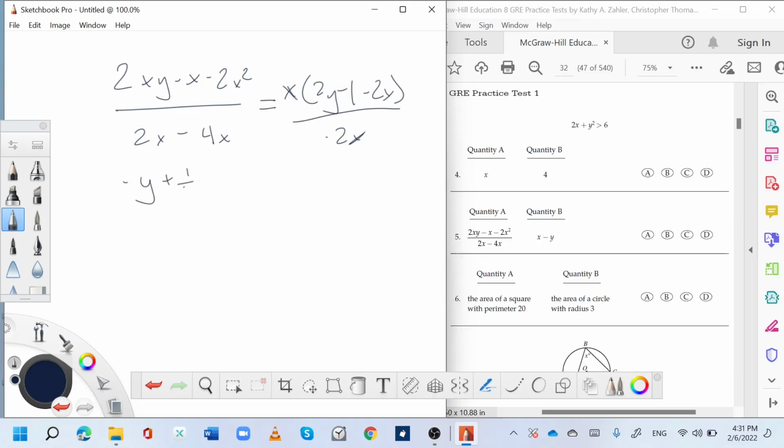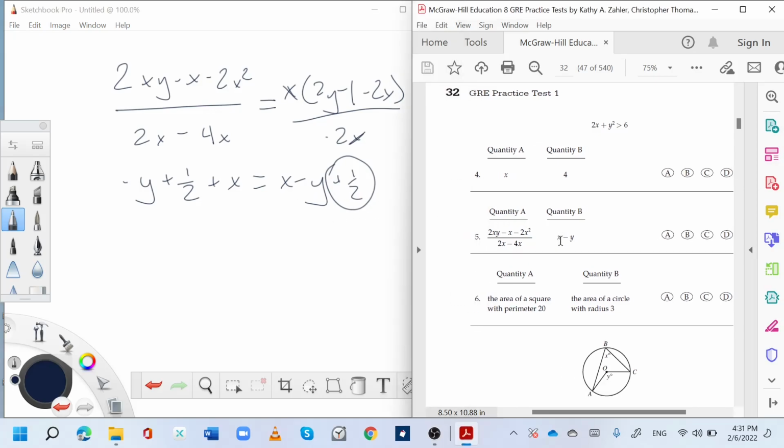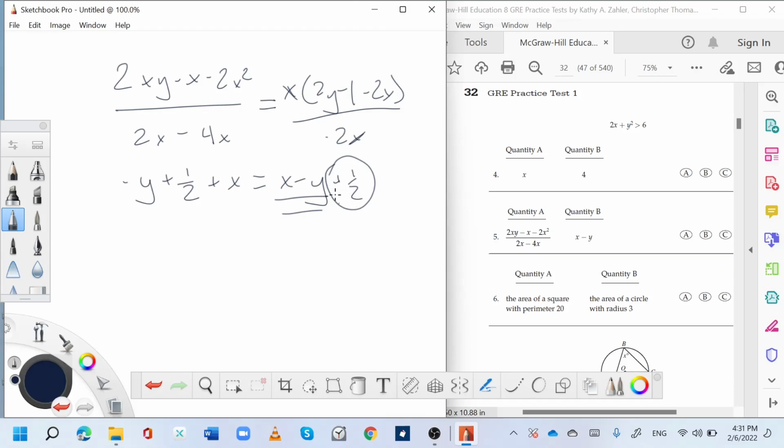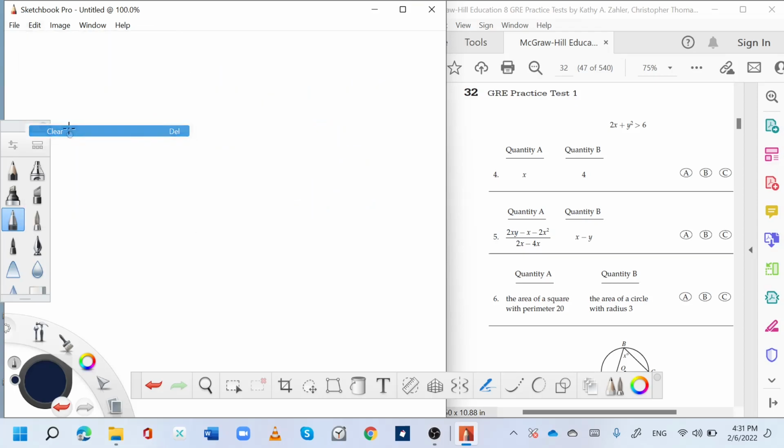Change the signs, plus 1 half. Again, change the signs, plus x. And then we'll just flip these orders around. x minus y plus 1 half. Right, so which is greater, this whole rational expression, which is equal to x minus y plus 1 half, or x minus y? Well, that plus 1 half means that A is greater, because here we have the same term, x minus y, and x minus y, but then in this one we have plus 1 half, and quantity B does not have plus 1 half, so A is the correct answer there.